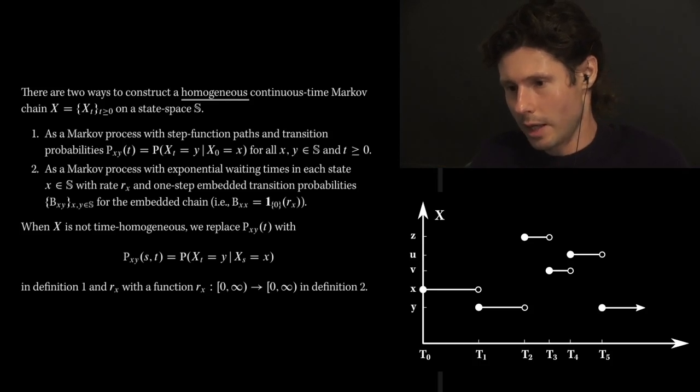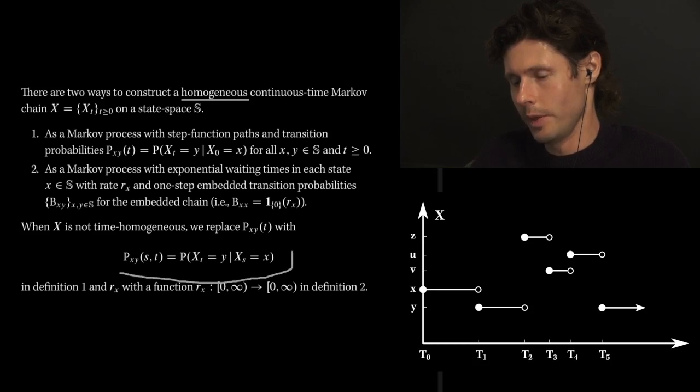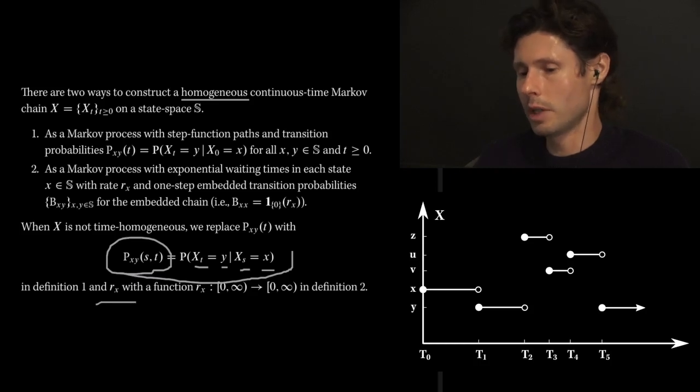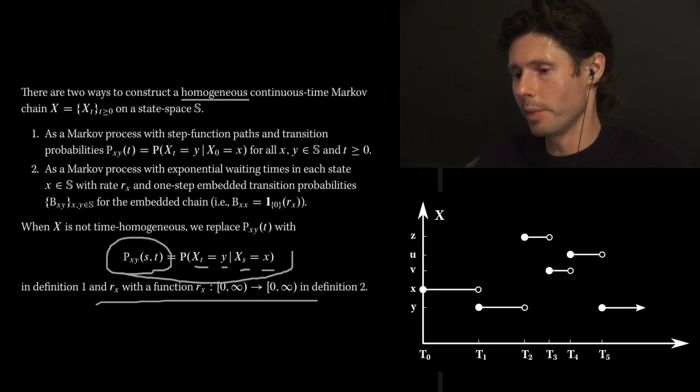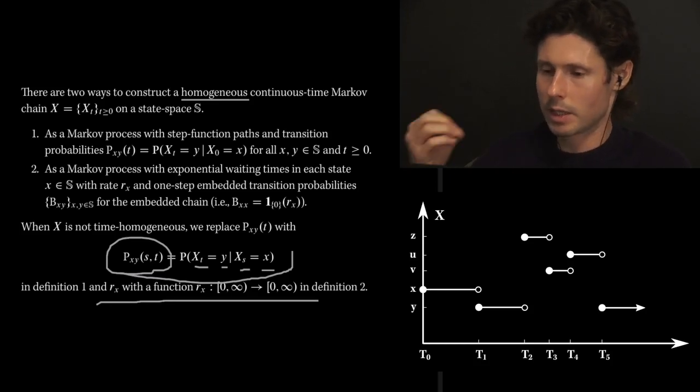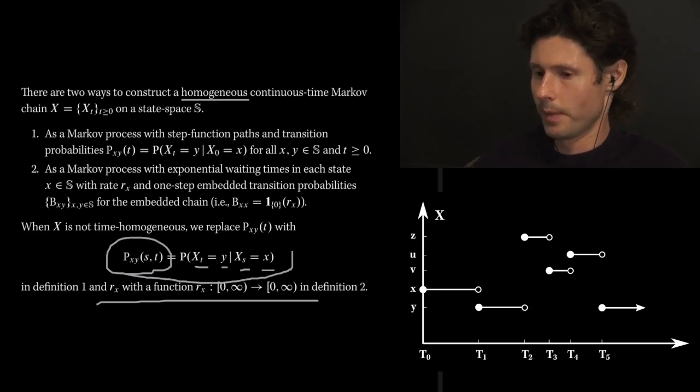When X is not time homogeneous, then you have to take into account the starting point. You can see here I've labeled my starting time as S. We started at state X, we've gotten to state Y, and this happened at time T. And so it's a more complicated object, but roughly the same idea. And then in the second definition, the tweak is to take this rate, which is a number typically for homogeneous chains, and replace it with a function. So you have kind of an instantaneous rate at any single point in time.